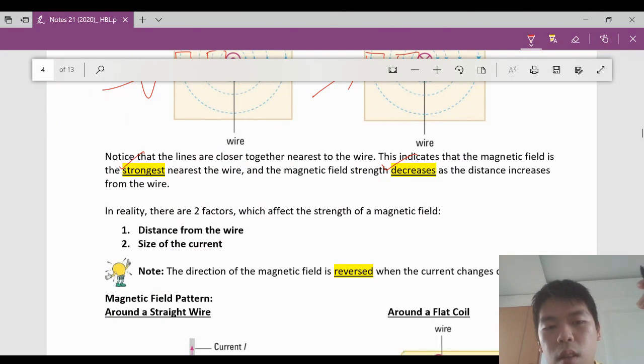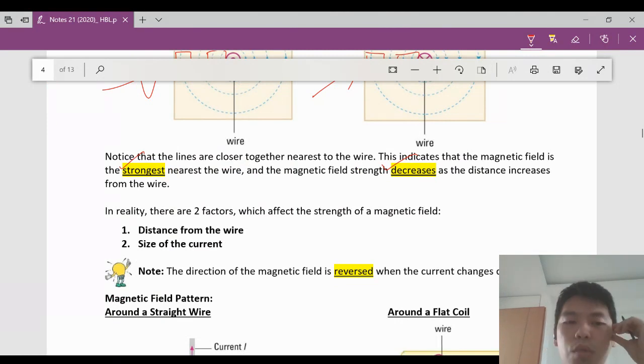There are two factors that affect the magnetic field strength. Number one is the distance from the wire. As I mentioned, the nearer you are to the wire, the stronger your magnetic field strength. And the second is the size of the current.